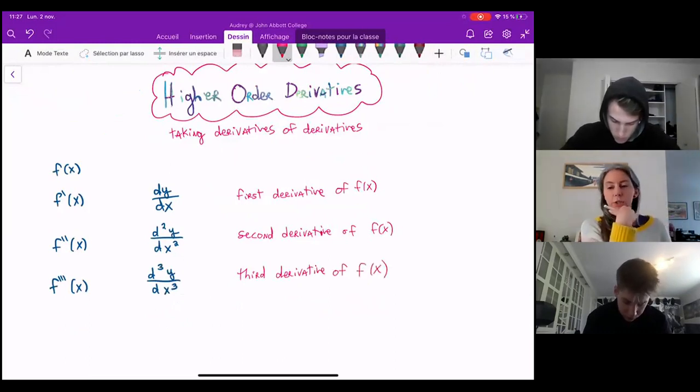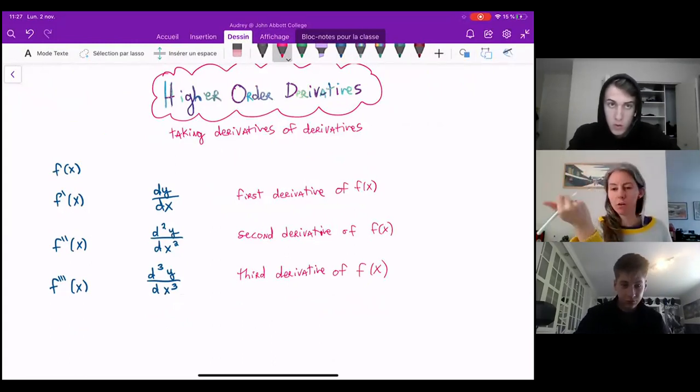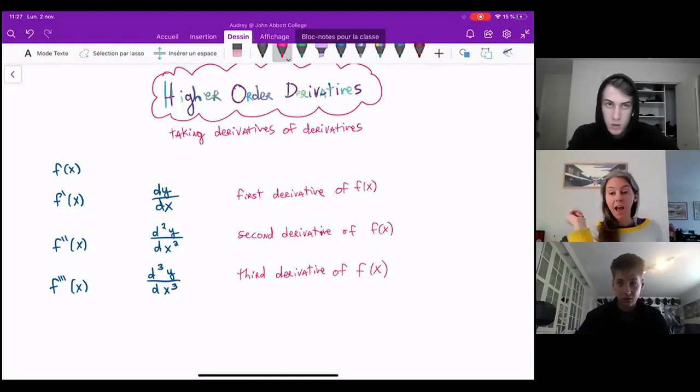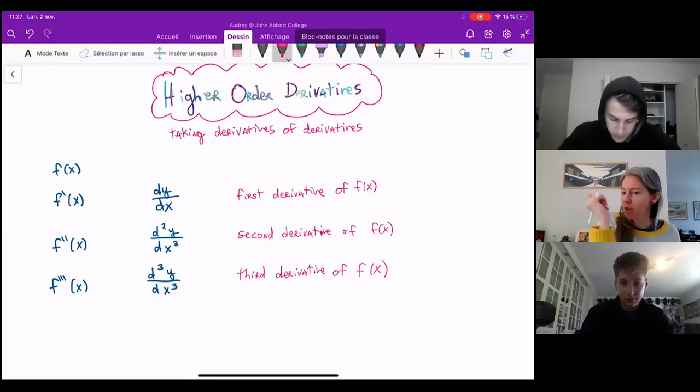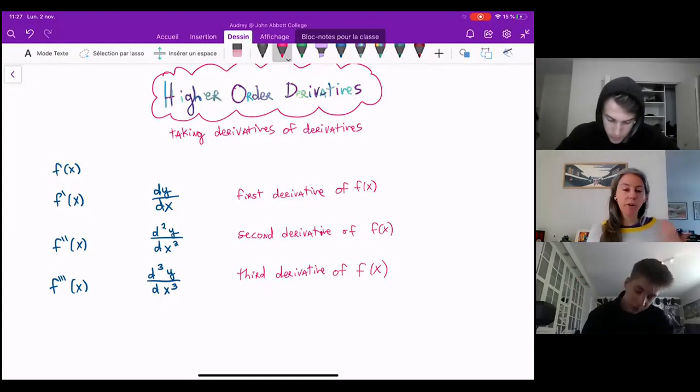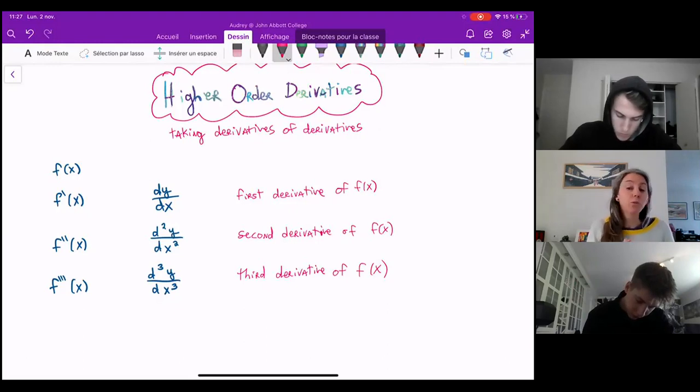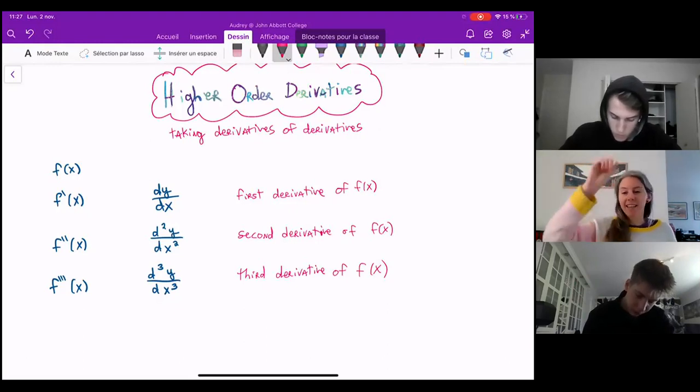How long do you think I can do this? How many derivatives do you think there are? I have a first, a second, a third. Infinite. I can keep going forever and ever and ever. So if we look at this left-hand notation where I just write a little prime, let's say that I have like the 8,000th derivative. It doesn't really make sense to write 8,000 primes. 8,000 little dashes would be a little bit insane.